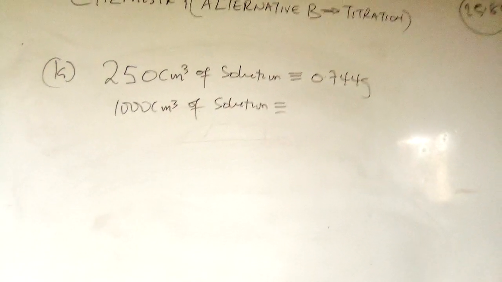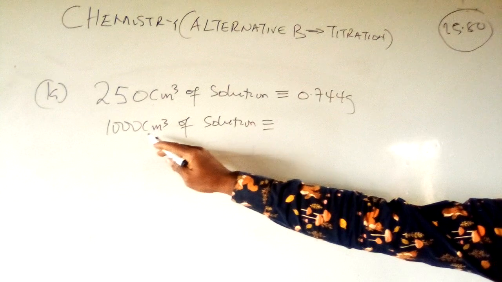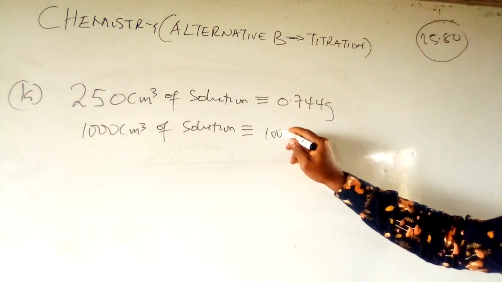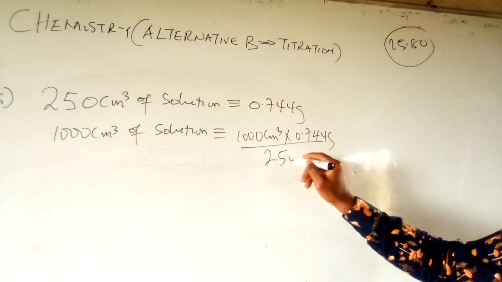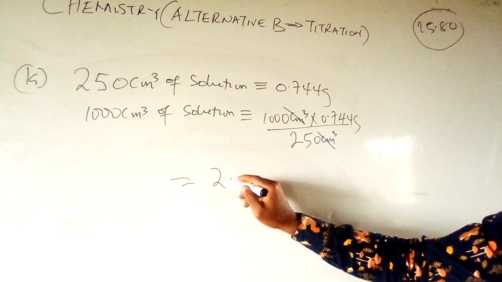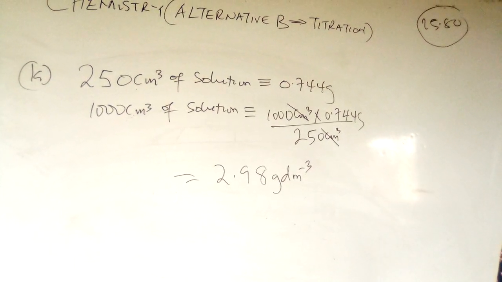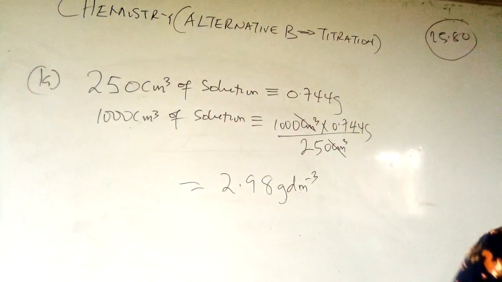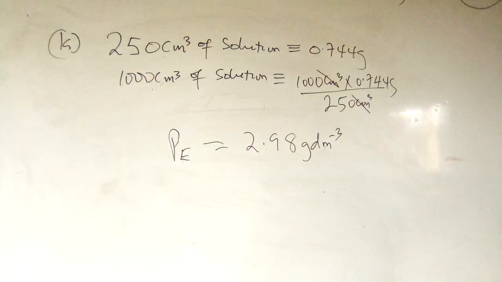So on the board, from the information in the question, we have 0.744 gram in 250 cm³. We want to find the mass in 1000 cm³. 1000 cm³ represents 1 dm³. 1000 cm³ will contain, by proportion, 1000 cm³ times 0.744 gram all over 250 cm³. So cm³ cancels cm³. When we solve this, we're going to get 2.98 to 3 significant figures, gram per dm³. Why gram per dm³? Because it's the mass present in 1 dm³, and 1 dm³ is equal to 1000 cm³. So this is the concentration in gram per dm³, which we can write as rho E, where E stands for the acid.